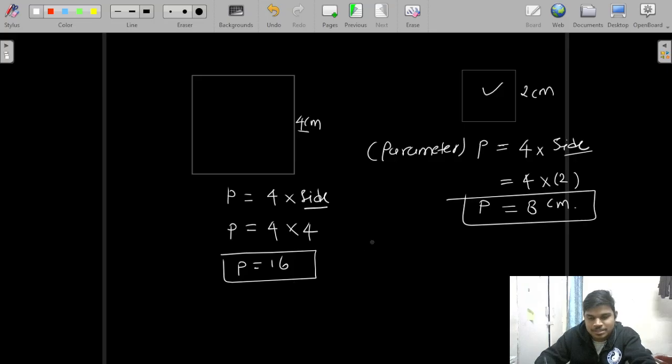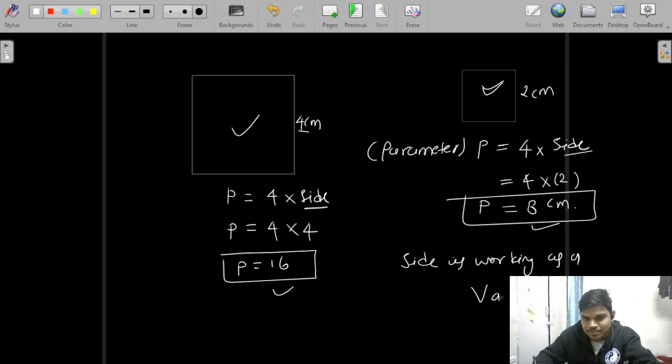Right. So what is the change here? This is the 8 centimeter, my old perimeter for this square. Now for this square, my perimeter is 16. So can we say that the side is working as a variable? Exactly. My side is working here as a variable. So the polynomial is nothing new for you. You already worked a lot on this kind of thing.